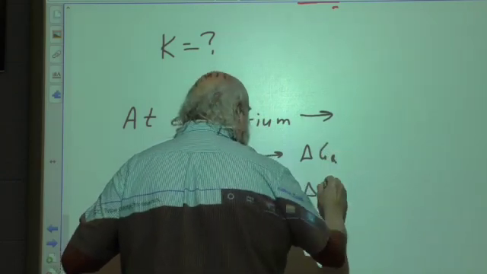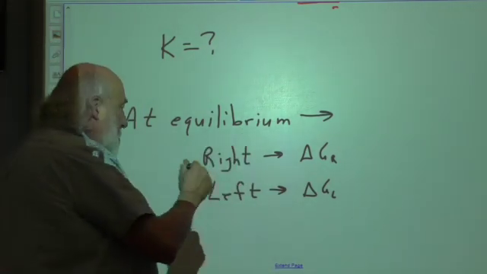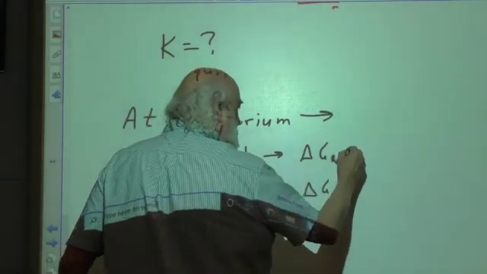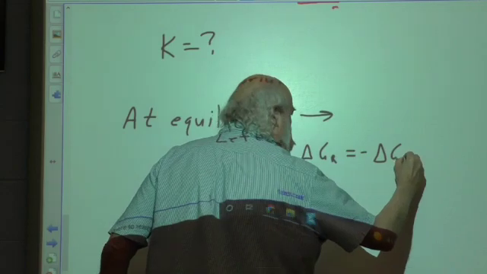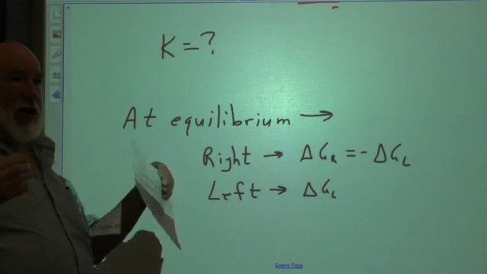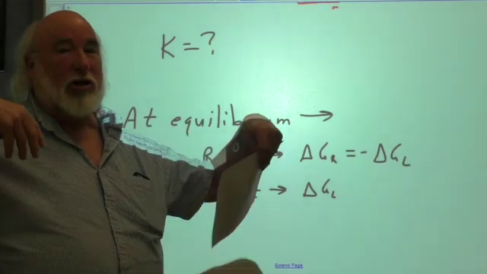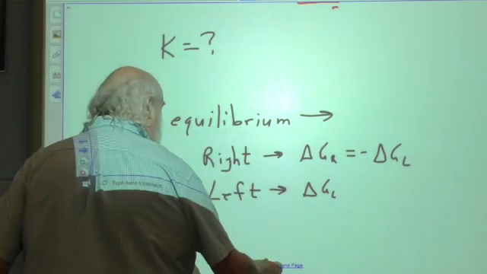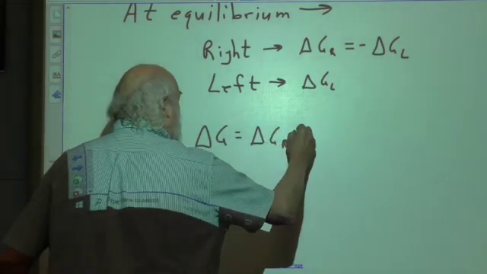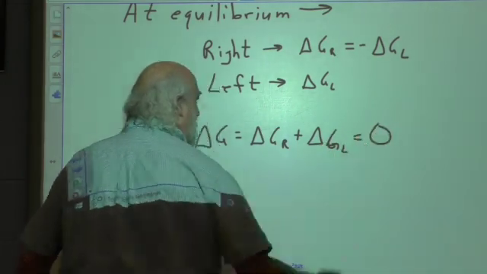G sub R, G sub L. So we have these two values taking place at the same time. The problem is they're going in opposite directions. So it turns out that delta G sub R is equal to negative delta G sub L. Now why is that important? Because if you have equal but opposite quantities of heat taking place between two reactions occurring simultaneously, the overall delta G value, which is delta G sub R plus delta G sub L, is 0.